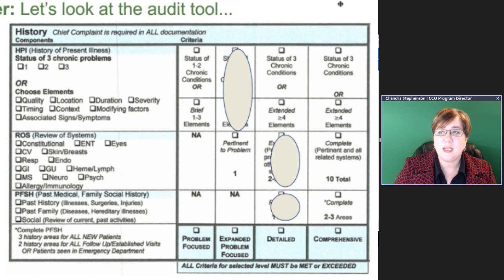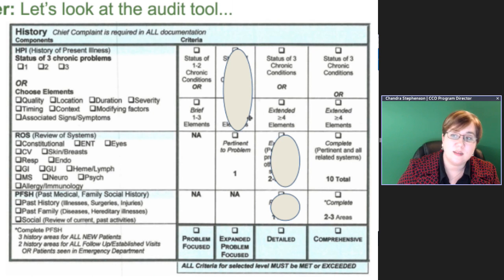So, did we meet the criteria for comprehensive? Nope, we didn't get there in any of our areas. Well, what about detailed? We got to detailed for past, family, and social history. We got to detailed for review of systems. Did we get there for HPI? The answer is no. So we have to step down 1 more.